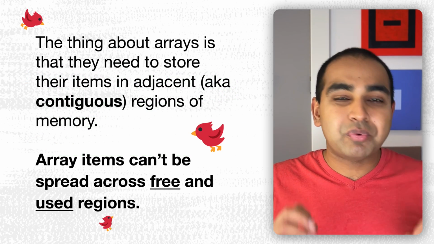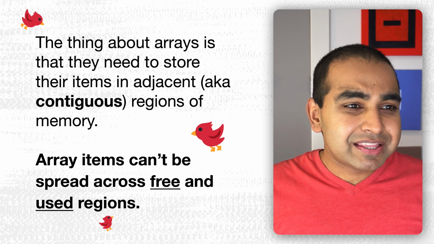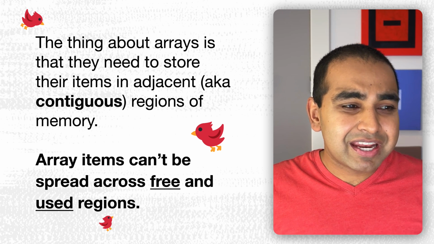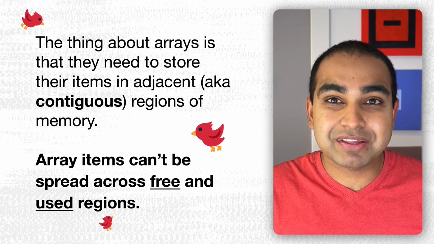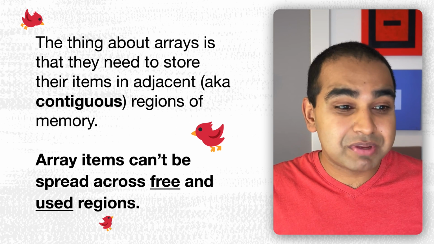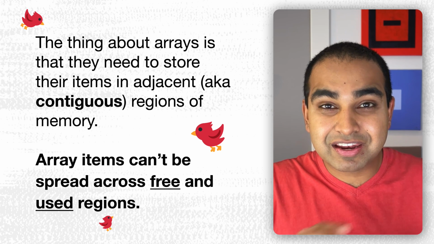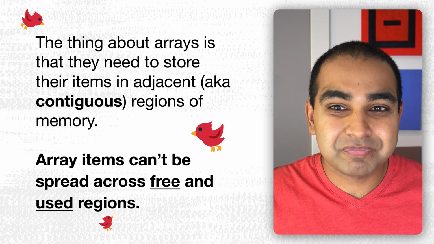So the thing about arrays that we talked about earlier is that they need to store their items in adjacent regions of memory, contiguous regions of memory, no gaps in between them, which means that array items can't be jumping between free and used regions. They need an uninterrupted group of cells to operate in.